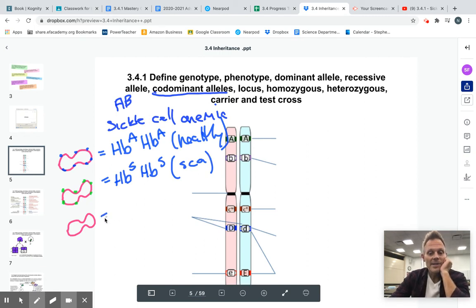And then the last situation here is when you inherit one mutated allele from your parents and one healthy allele from your parents. So here I drew some blue proteins to represent the healthy form and some green ones to represent the sickle cell form. And then the notation of the combination of alleles that would cause this would be an HBA for the healthy form, and then an HBS for the sickle cell form.